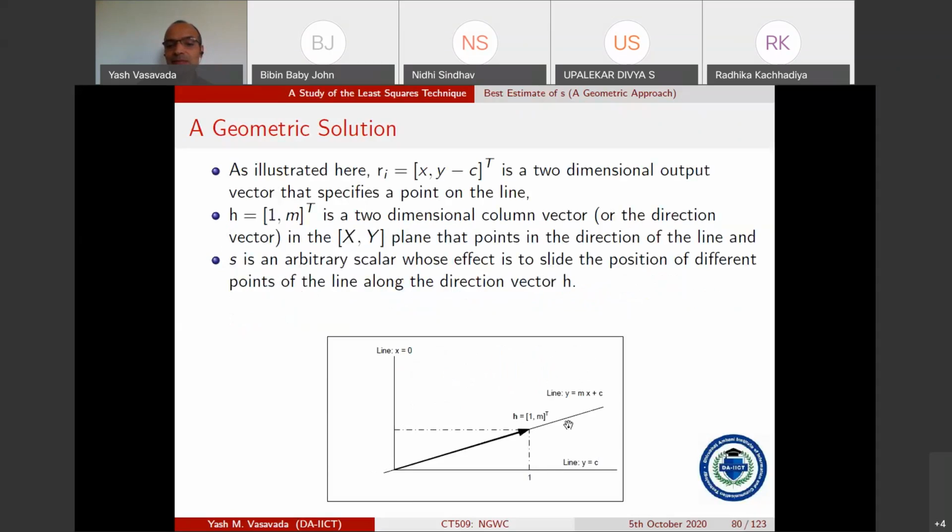Okay, so that is what I have drawn over here. This is the line that is passing through some constant y equal to c. And the locations on this line, the points on this line, fall along this directional vector, which is the column vector h. So this is the way to look at the geometrical realization of the equation of the line.